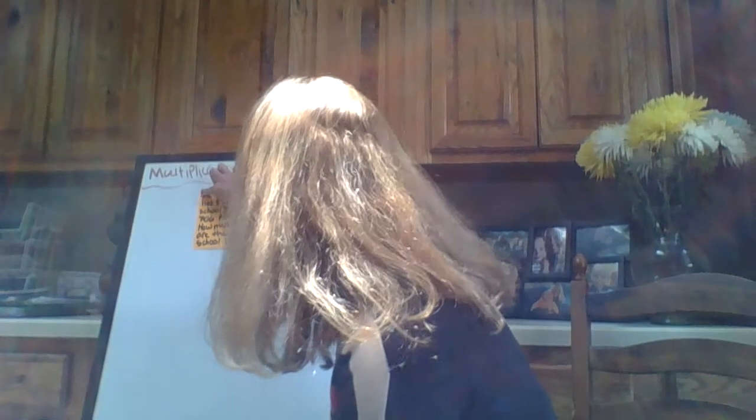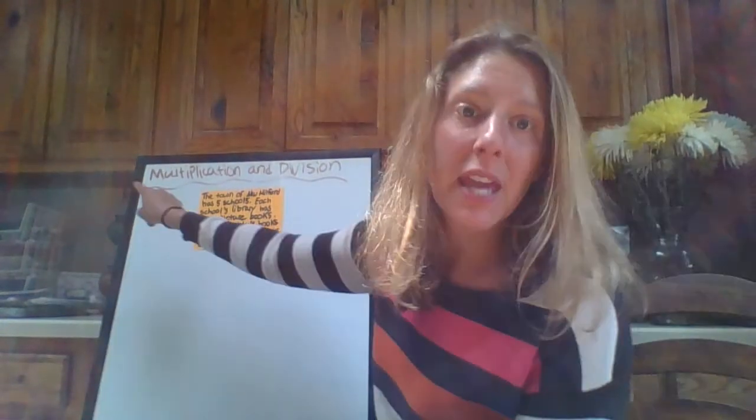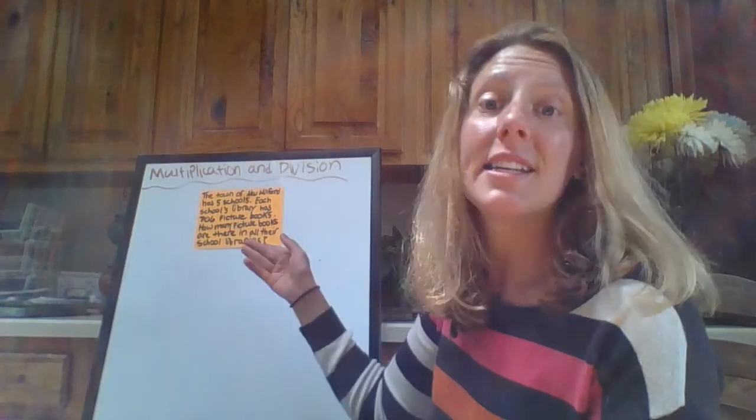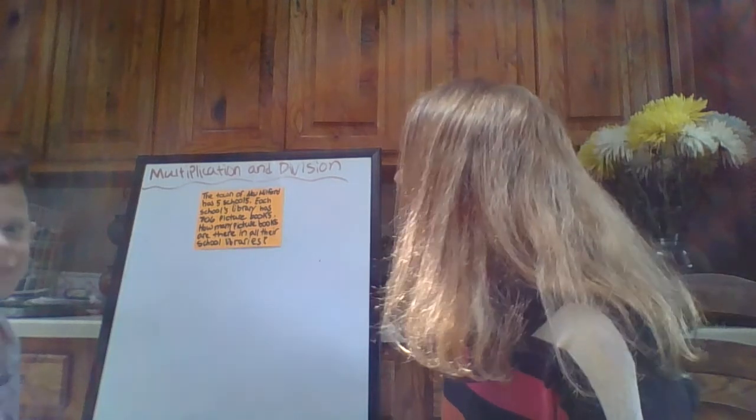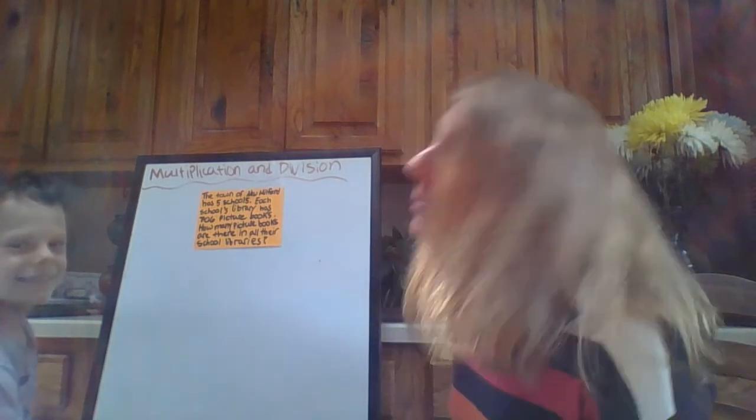Okay, so we have to ask ourselves first, is this multiplication or is this division? I know that there are 5 schools, and I know that each library has 706 books.